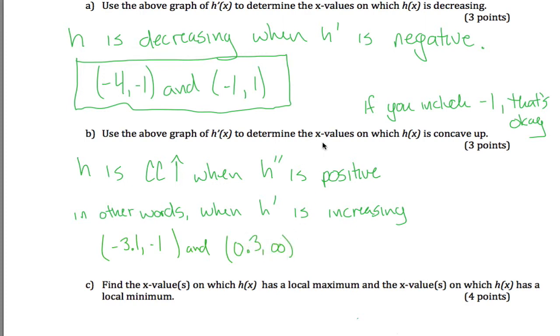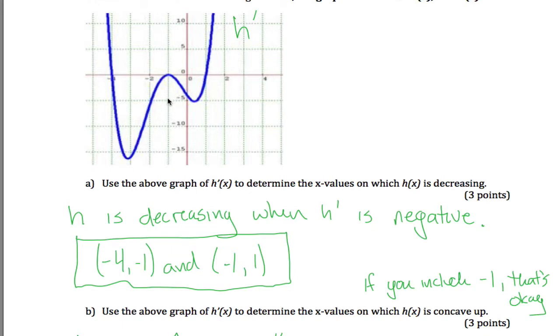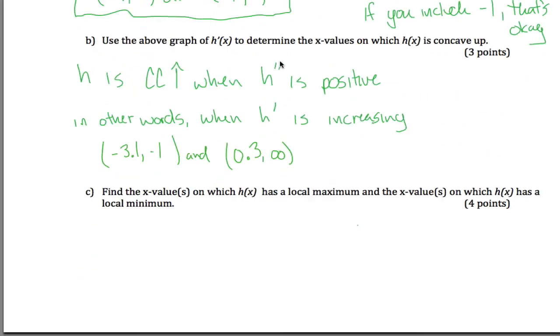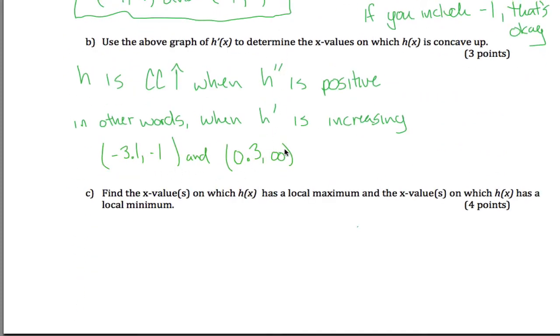So what I'm saying is this graph that's given to me, h prime, is increasing in these two different spots. But I know that when h prime is increasing, h is concave up. So the answer to the question about when h is concave up is on these two intervals here. All right, finally, the last part says to find the x values on which h of x has a local maximum and which h of x has a local minimum.